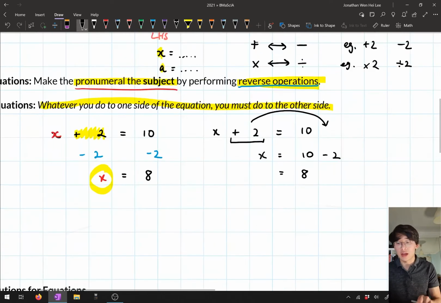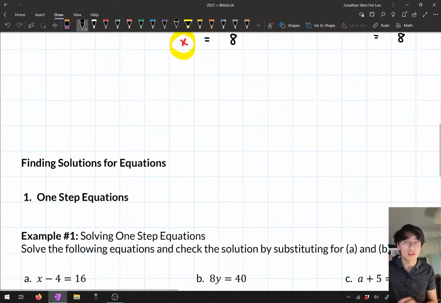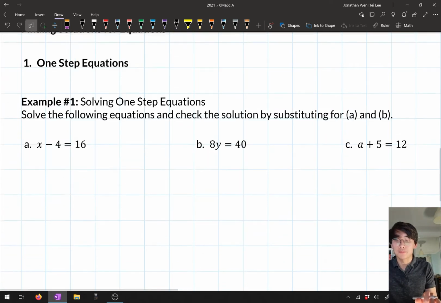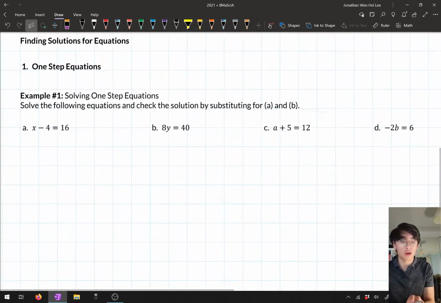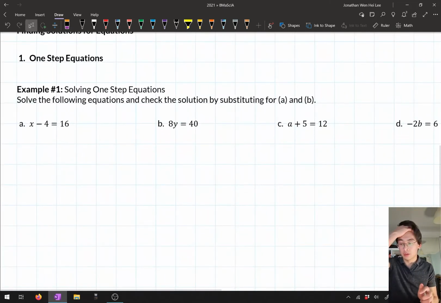Let's have a go at a few examples of this. So we're going to be looking at one-step equations and two-step equations. A one-step equation only requires us to do one operation, and a two-step equation requires us to do 2 steps. Okay, let's have a look at these first 4 examples. I've got 4 examples here. Solve the following equations and check the solutions by substituting for a and b. So I'll show you that in a moment. Let's have a look at this first example.